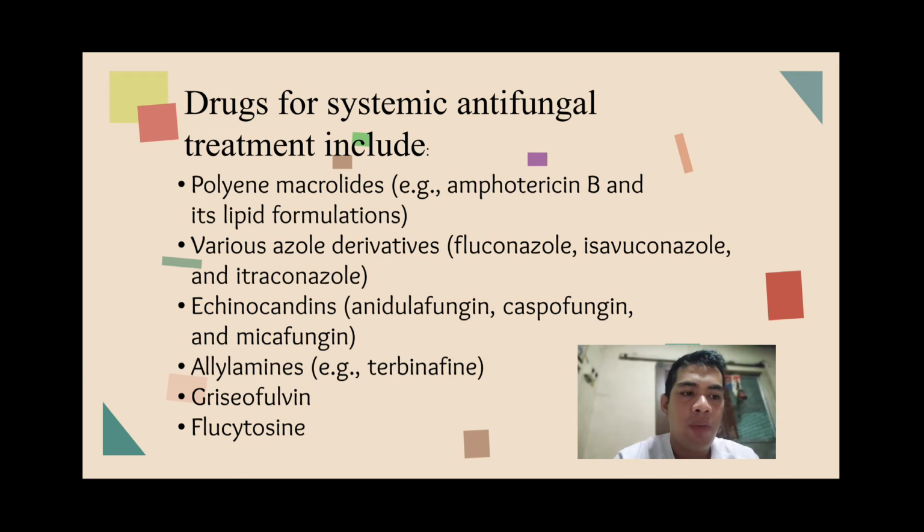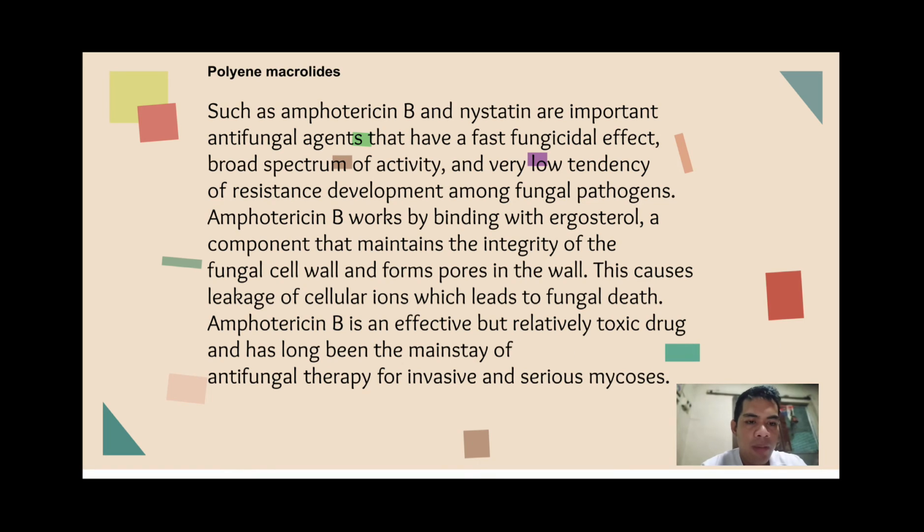Drugs for systemic antifungal treatment include polyene macrolides such as amphotericin B and lipid formulations, and various azole derivatives: fluconazole, isavuconazole, and itraconazole. Also, the echinocandins: anidulafungin, caspofungin, and micafungin, allylamines such as terbinafine and griseofulvin, and flucytosine. Polyene macrolides, such as amphotericin B and nystatin, are important antifungal agents that have a fast fungicidal effect, broad spectrum of activity, and very low tendency of resistance development among fungal pathogens.